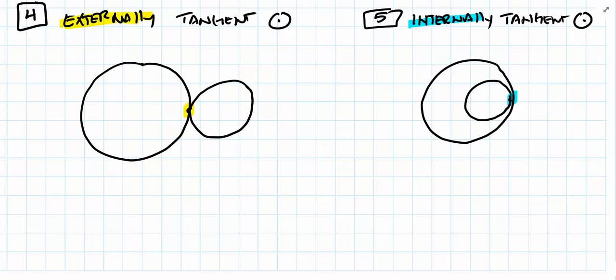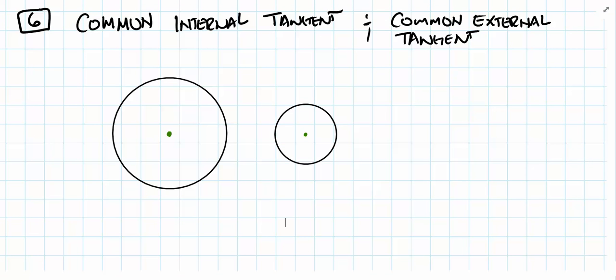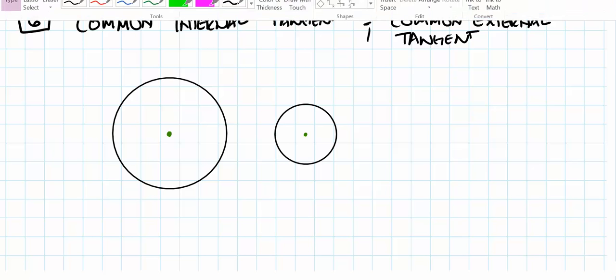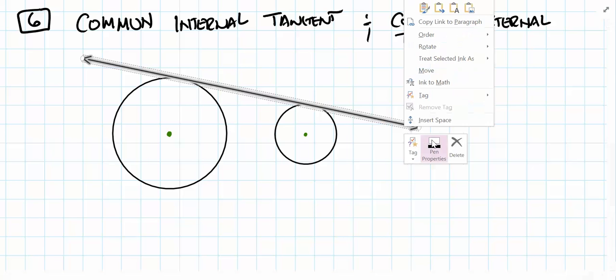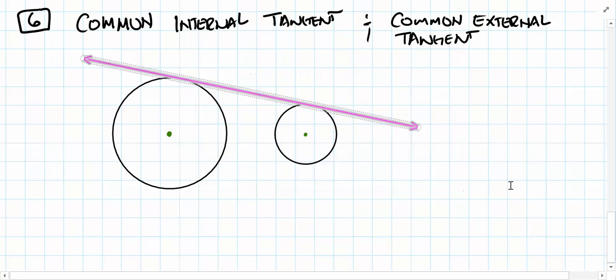Here's the question I have for you. Taking a look at these two circles, we have something called common internal tangents and common external tangents. I have the bigger circle and the smaller one. I want you to think about how many ways you can draw a common tangent line between the two circles. Here is a common tangent line. It touches there, and it touches there. We'll make this pink. Boom. That is a common tangent line.